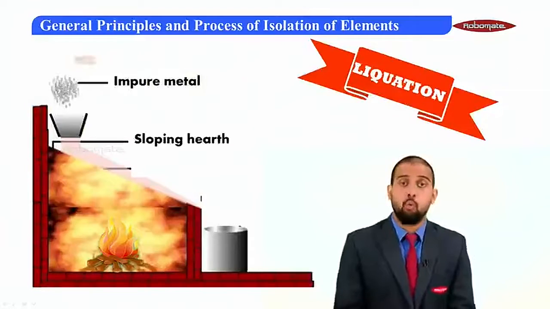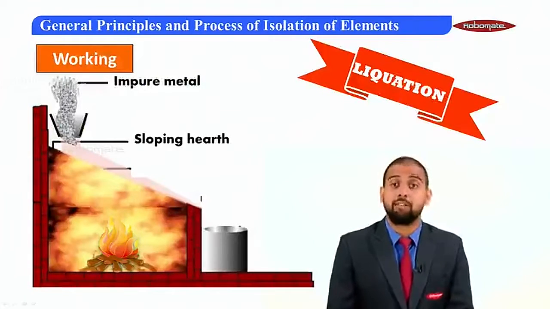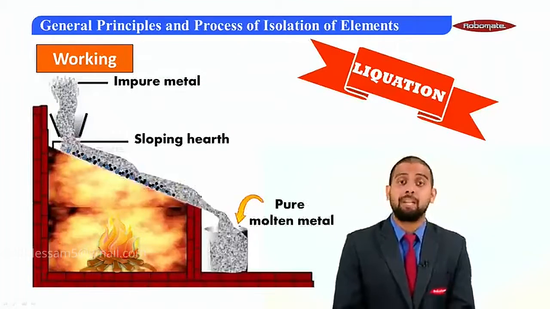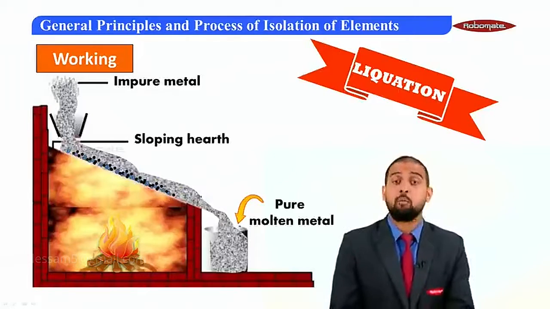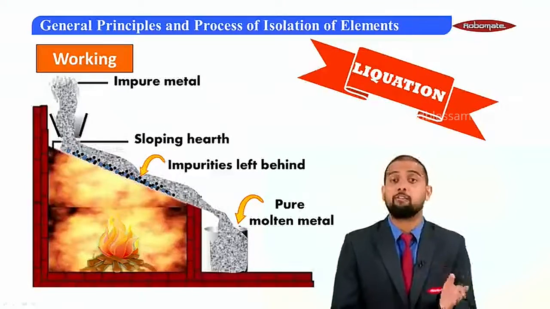Going about its working, first of all we'll have to take the metal and put it in from the upper part of the reverberatory furnace. Because of the heating part of the furnace, the low melting metal will melt and fall down. And what about the impurities? Yes, they are left in the sloping hearth. So this way we can easily separate the impurity from the metals.